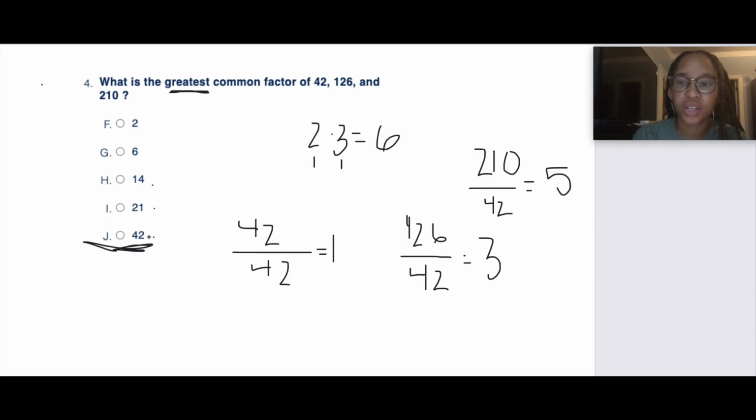And if 42 didn't work, I would move on to 21. I would go in descending order because I'm trying to find the greatest common factor. So with questions that start with the greatest, I would start at the biggest one and also eyeball and see if there are any that you automatically want to eliminate. I would go ahead and work those out too. So yeah.